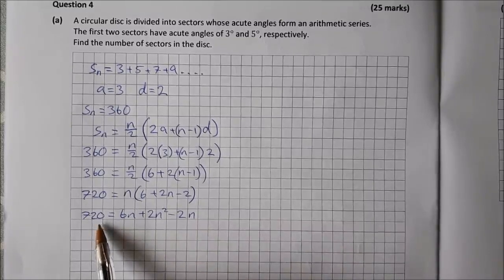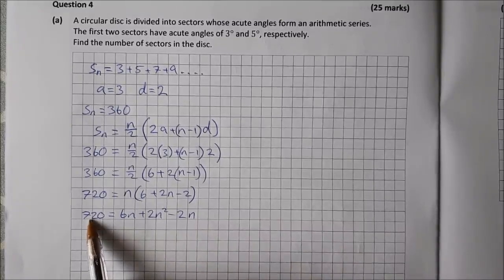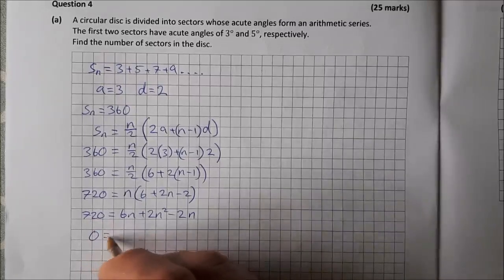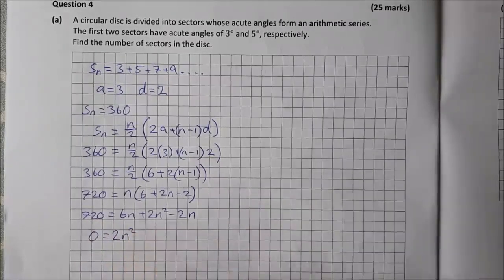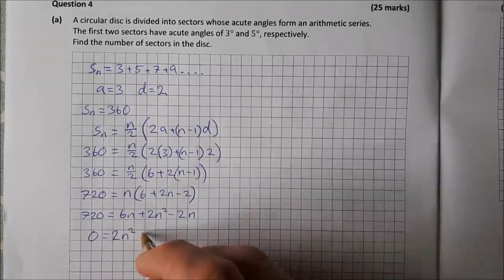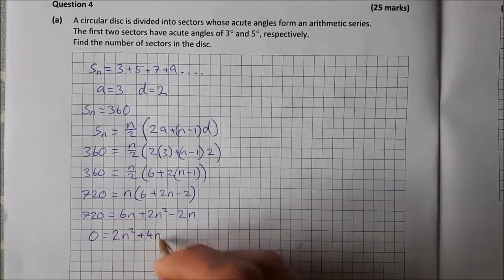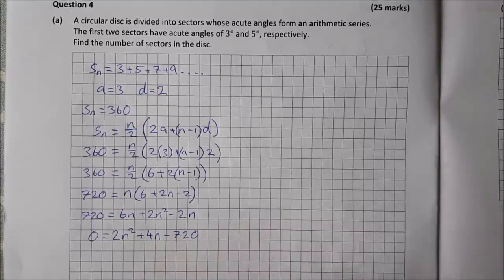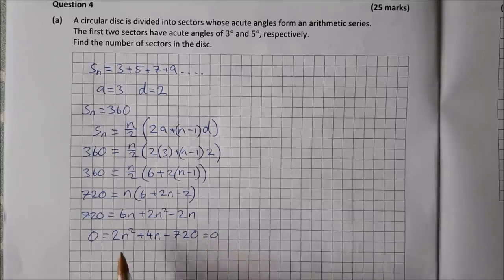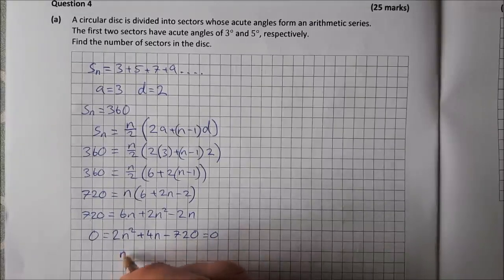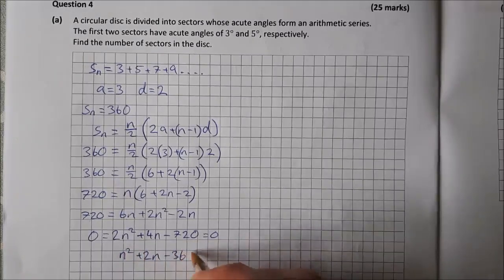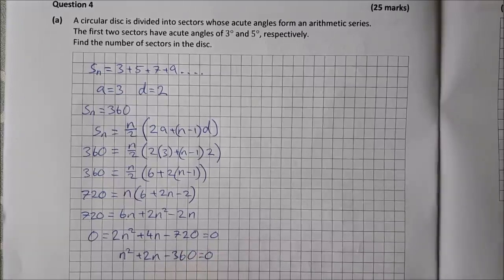Let's take everything to one side, so I'm going to take 720 away from both sides. I'll get 0 is equal to 2n squared, 6n minus 2n is 4n, minus 720. That's equal to 0. So I can divide across by 2 to simplify even further. That'll give me n squared plus 2n minus 360 is equal to 0.